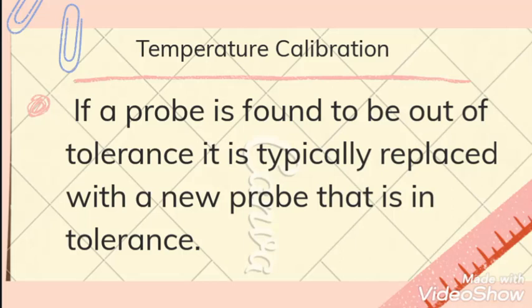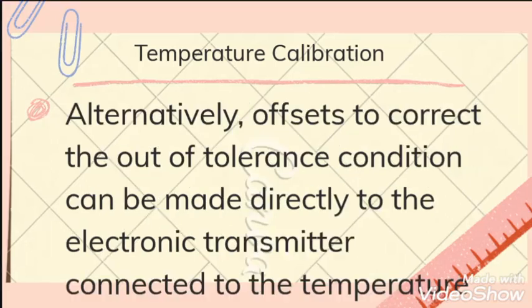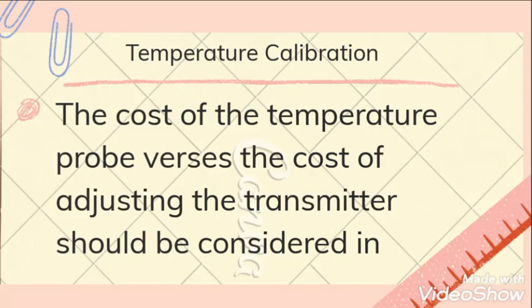If a probe is found to be out of tolerance, it is typically replaced with a new probe that is in tolerance. So we will need to replace the sensor. Alternatively, an offset to correct the out of tolerance condition can be made directly to the electronic transmitter. Otherwise, we will make the adjustment in the electronic transmitter connected to the temperature sensor.